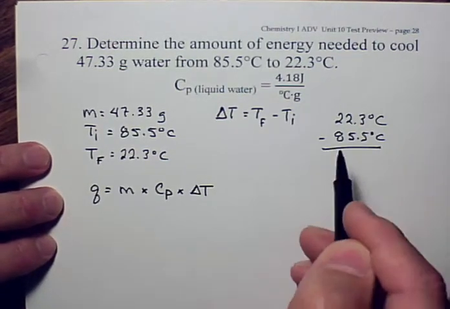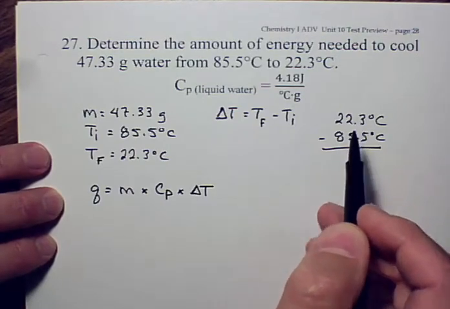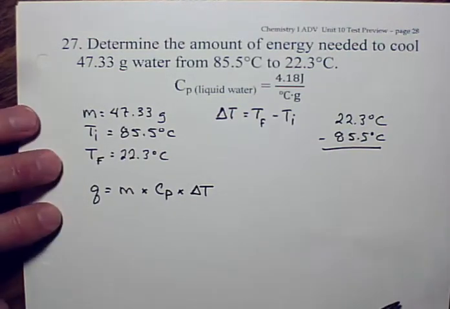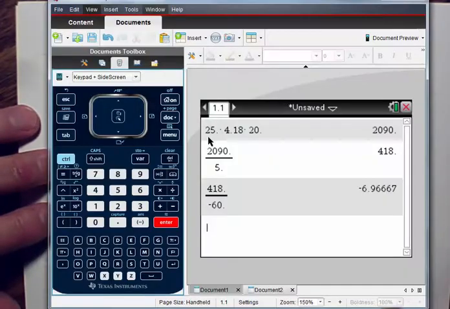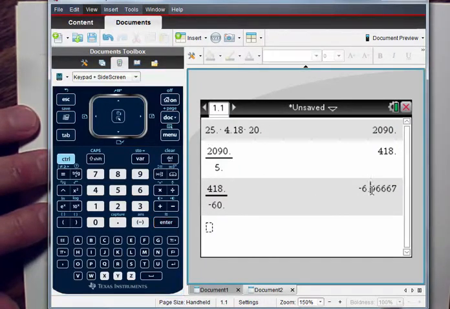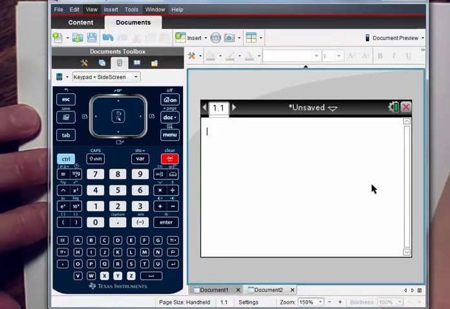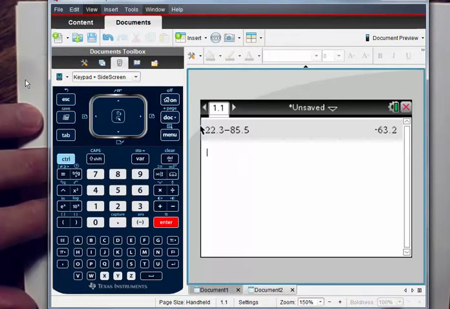Okay, so now we need to subtract this number from that number, and you need a calculator for that. I mean, you can do this without a calculator, but it certainly helps to make sure you get the right answer.